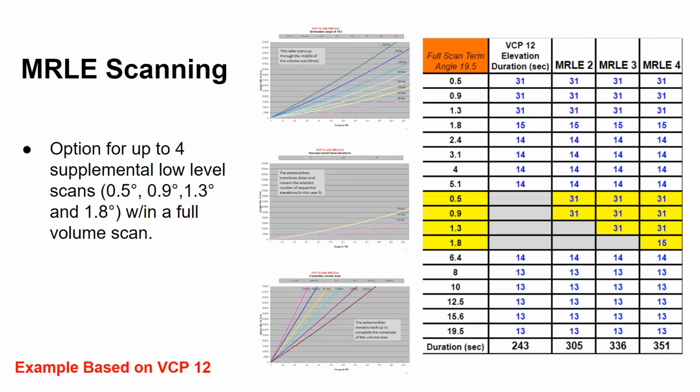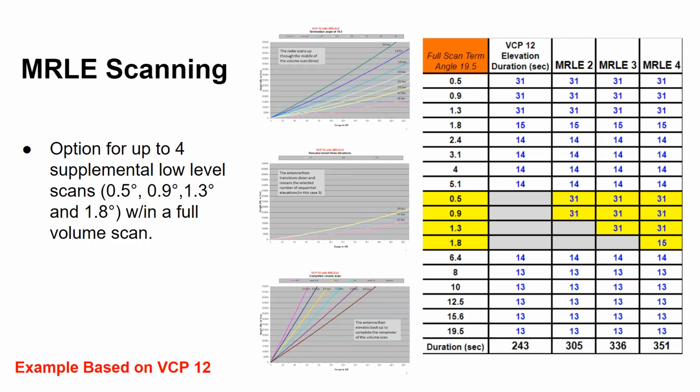And depending upon your MRLE option, there's really three MRLE options: the 0.9, the 1.3, and the 1.8. So you have the option to do an extra 0.5, an extra 0.5 and an extra 0.9, an extra 0.5, 0.9, and 1.3, or an extra 0.5, 0.9, 1.3, and 1.8 scans. So that's how it goes. MRLE 1 is 0.5, MRLE 2 is 0.5 and 0.9, MRLE 3 adds the 1.3, MRLE 4, all four of them up to 1.8. And that is all done in one chunk.